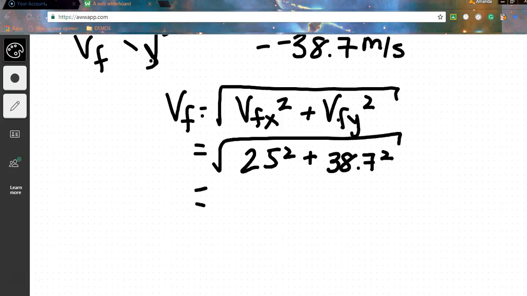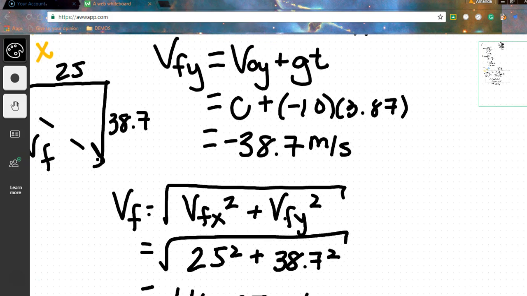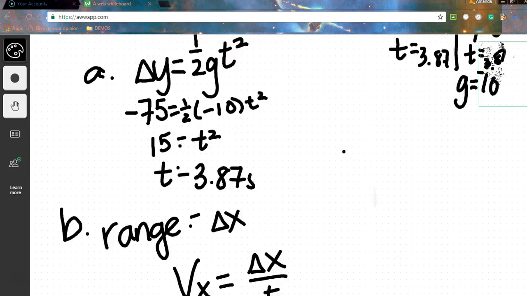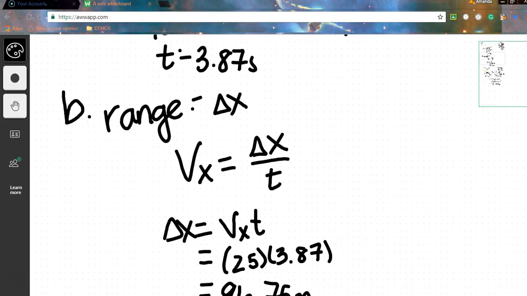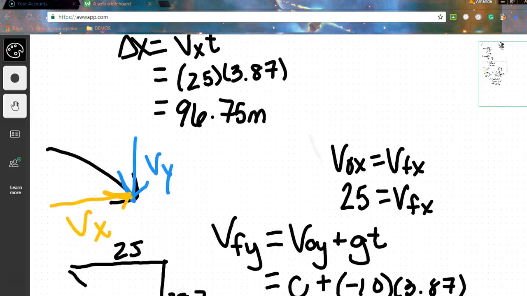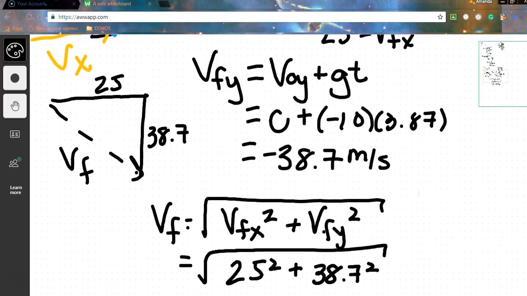When we go through 25 squared plus 38.7 squared, and then take the square root, we get the square root of 2,122.69, which gets us a total final velocity of 46.07 meters per second. So according to our problem, we have a time of 3.87 seconds, a range of 96.75, and a total final velocity of 46.07 meters per second.